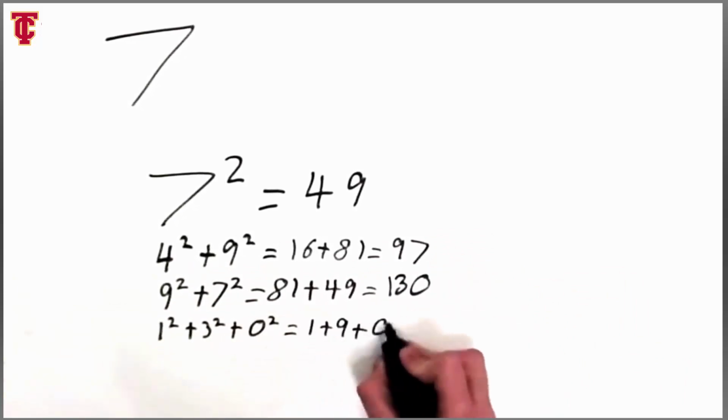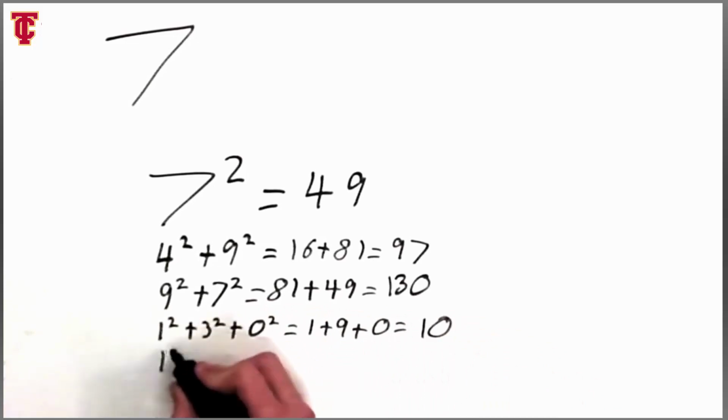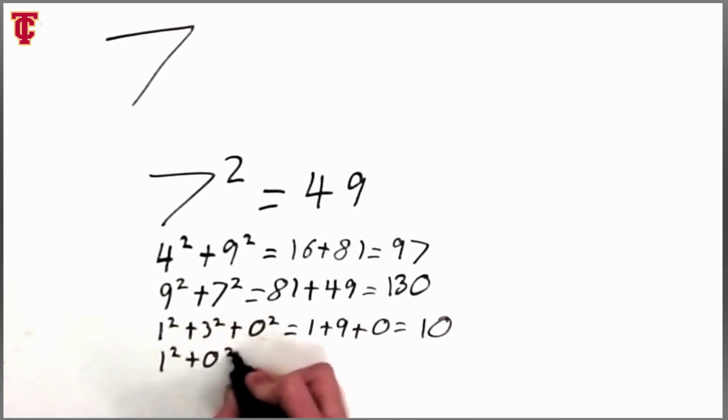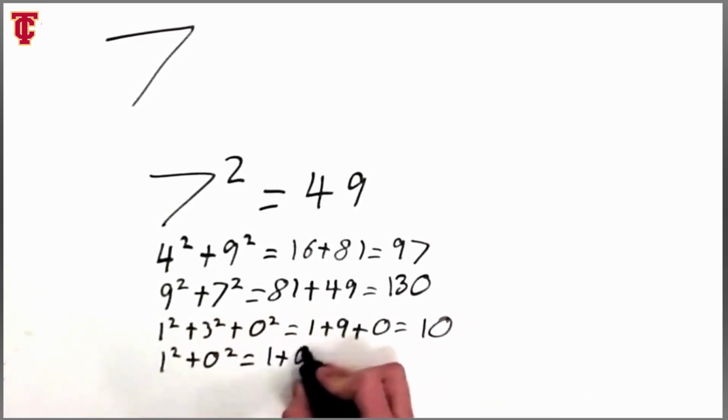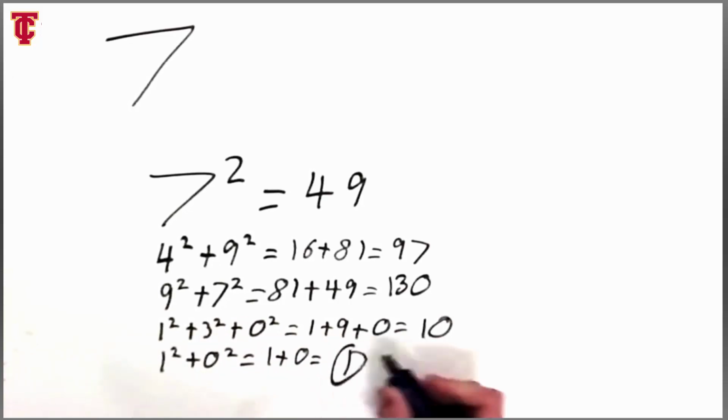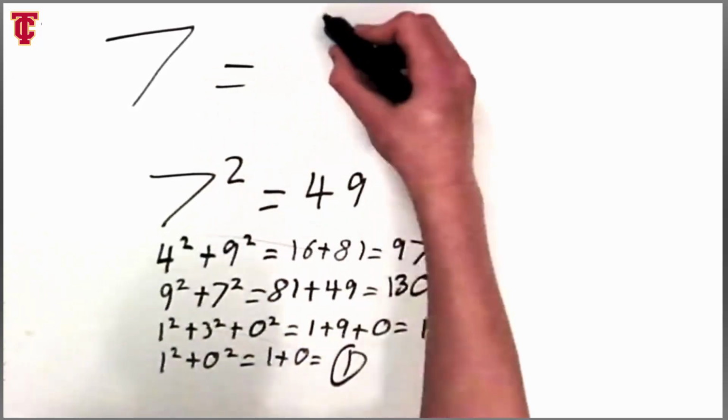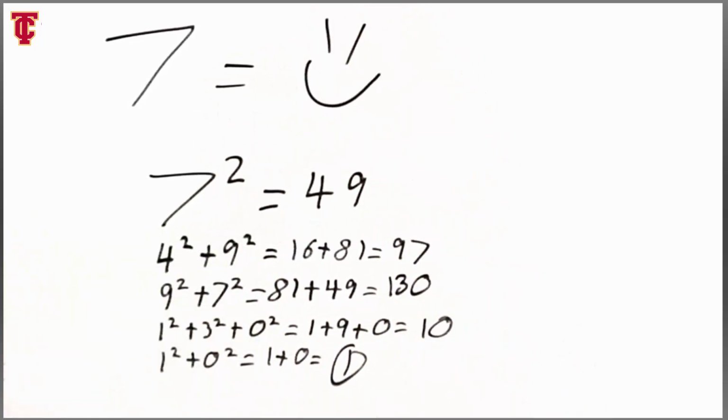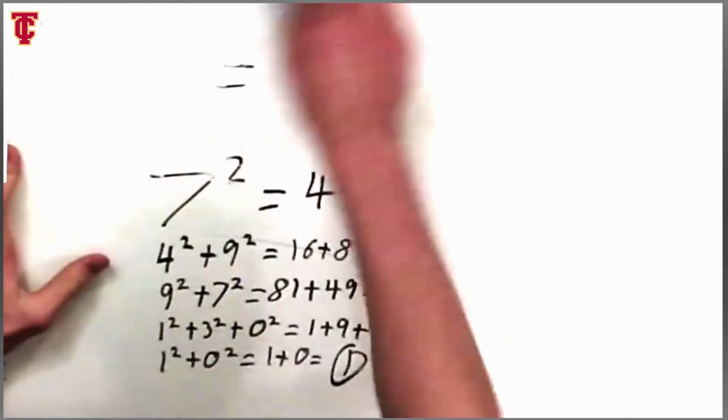The second course, we get 130. And the third course, we get 10. And then we get, guess what? We get 1. So 7 is a happy number. It took a while for us to go through all the iterations and courses to find out that 7 was happy, but 7 is a happy number.